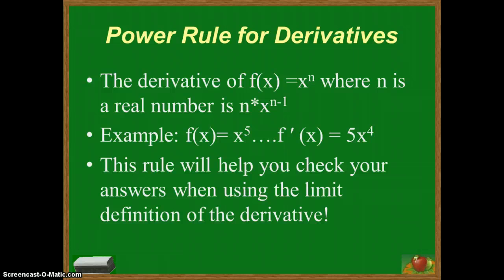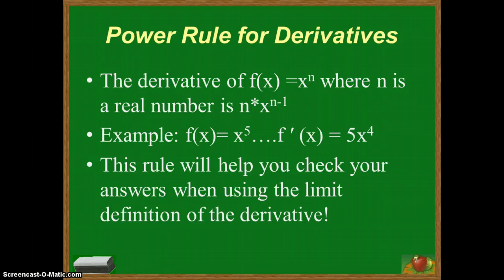This is what you've been waiting for, the power rule for derivatives. The derivative of a function f of x, where f of x equals x to some power n, okay, is simply n times x to the n minus 1. So you multiply by the current exponent and you drop the power of the exponent by 1.